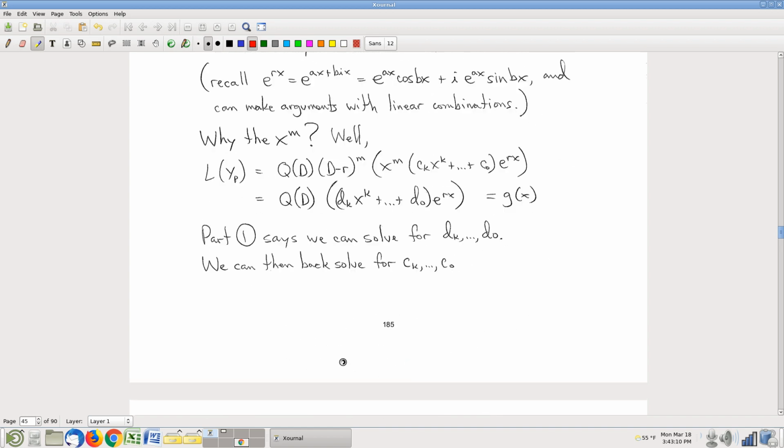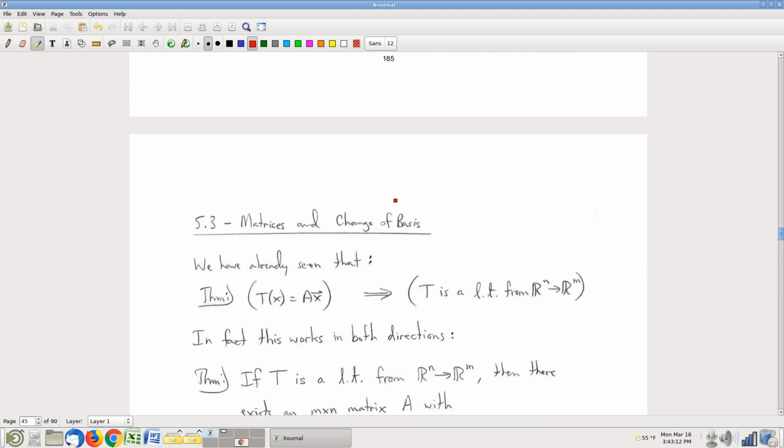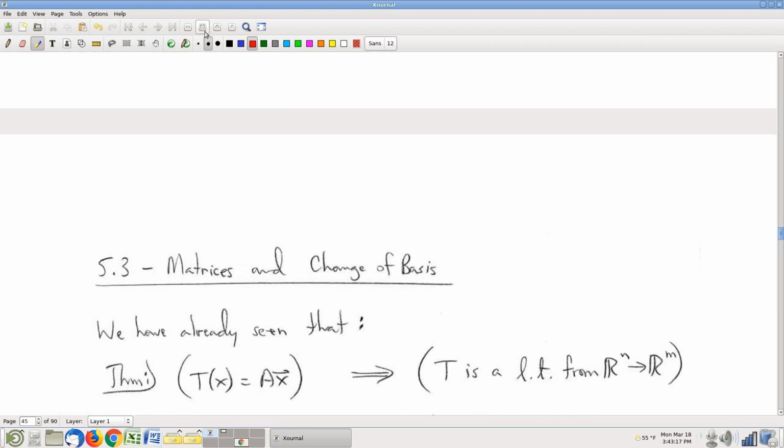Okay, so moving along. We're going to go to section 5.3 now. We'll start off with a little bit of a flashback. Back in 5.1, we talked about these kinds of functions. Well, we've talked about these kinds of functions a million times. You can interpret a matrix as a function.